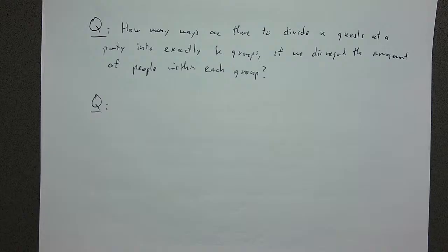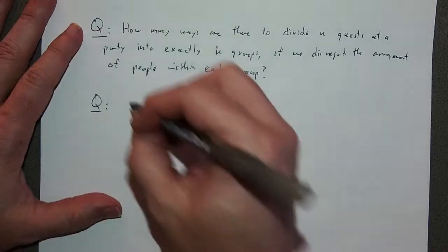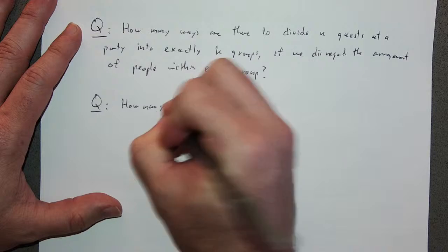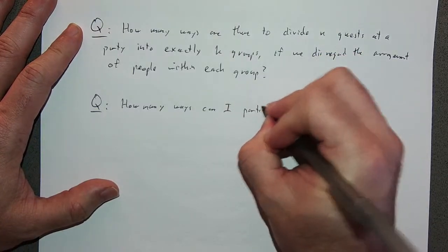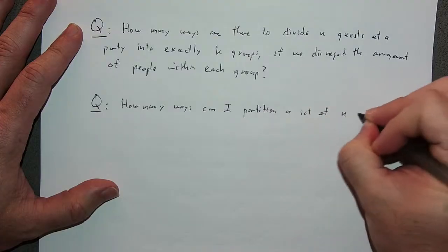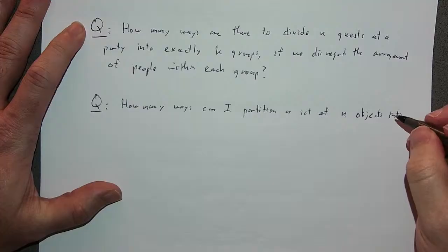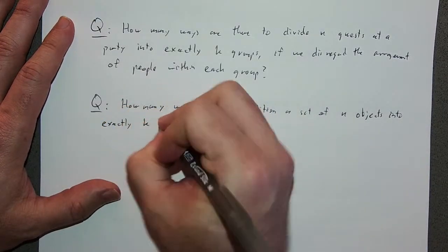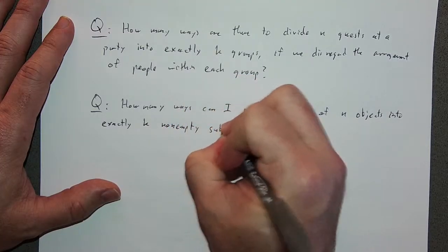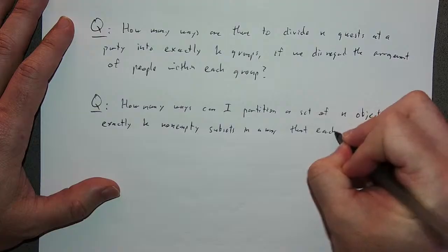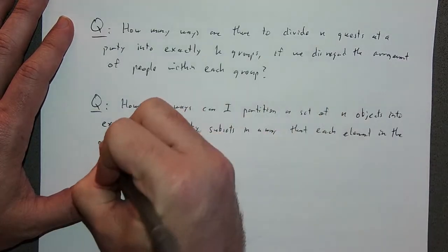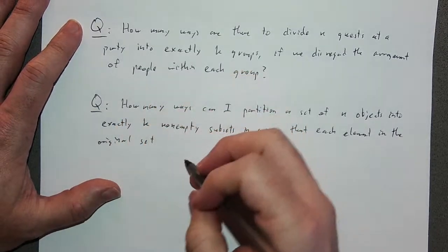I'm going to ask a second question, which is, how many ways can I partition a set of n objects into exactly k non-empty subsets so that each element in the original set appears exactly once among the k subsets?